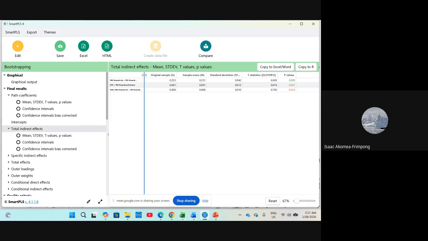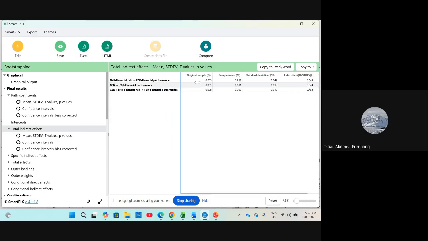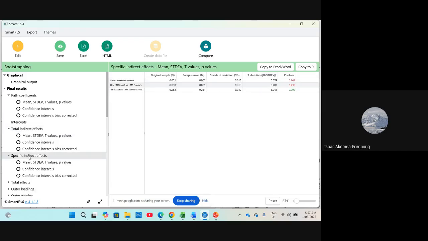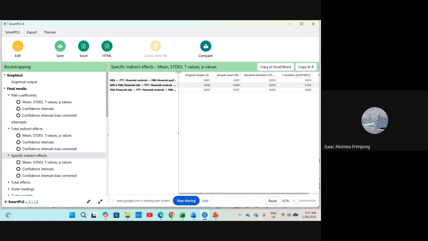So it will give you this. Look up to this, and then you see the results. And then the specific. We want to show the specific result in terms of the indirect effect. The indirect effect is simply telling you the mediator, the mediation or the mediator.